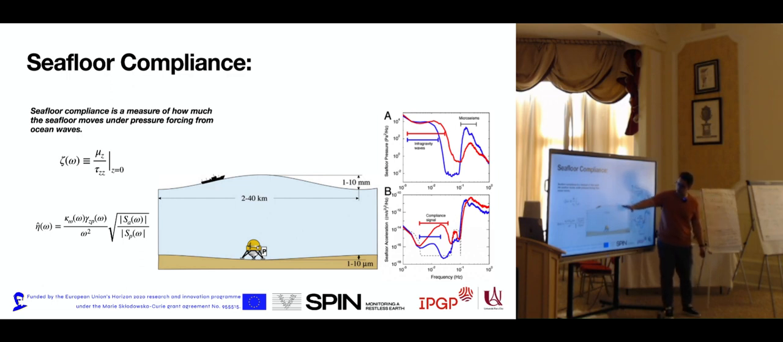These waves penetrate to the ocean floor, and they deform the ocean floor. It's like 10 to the minus 6 meters, a micrometer. That deformation is called compliance. We can see that deformation as a peak in the power spectral density of our seismometer.